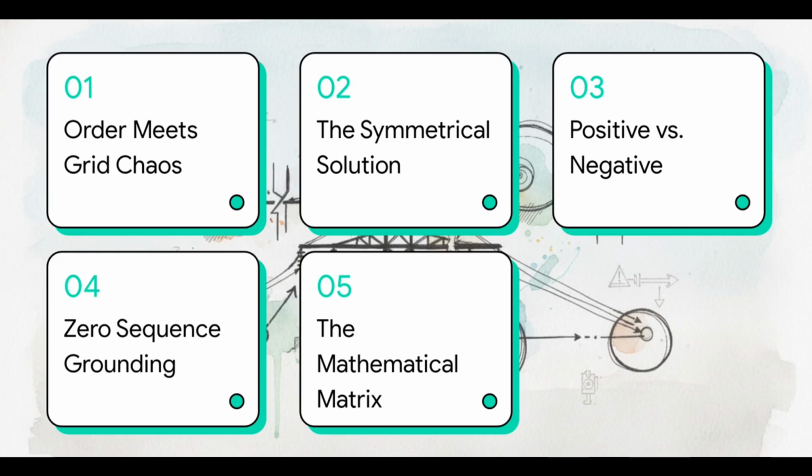So, to break down exactly how engineers decode this really dangerous grid chaos using math, here is our roadmap. First, order meets grid chaos. Second, the symmetrical solution. Third, positive versus negative sequence. Fourth, zero sequence and grounding. And finally, the mathematical matrix.